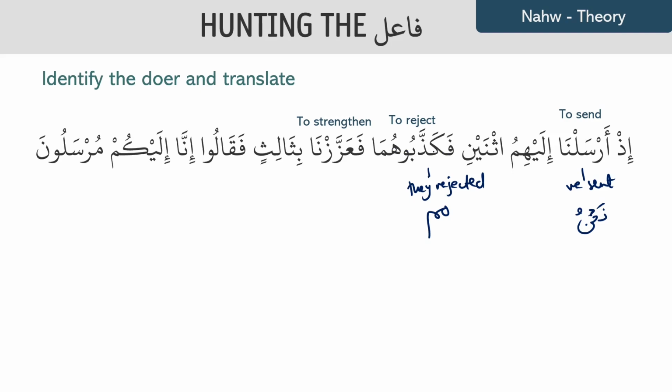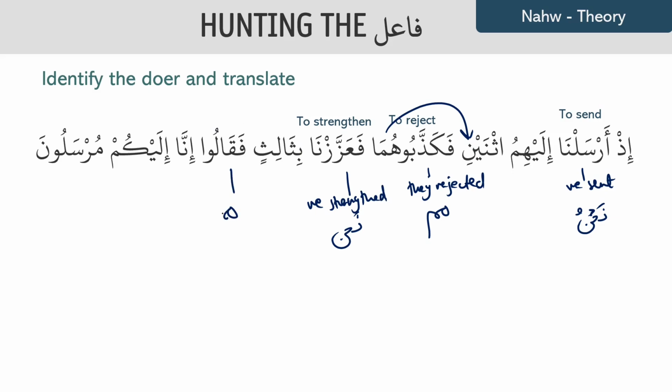This is a dhamir attached to a verb. So this is mansub and is going to be a detail, and more info on that is coming in the next session. They rejected, this huma refers to these two. They rejected the two messengers that Allah Azza wa Jalla sent. فَعَزَّزْنَا, so we strengthened them. So this is the dhamir nahnu again, and that would mean we strengthen. بِثَالِثٍ, with a third messenger.